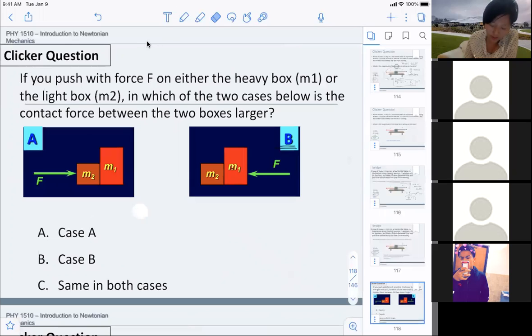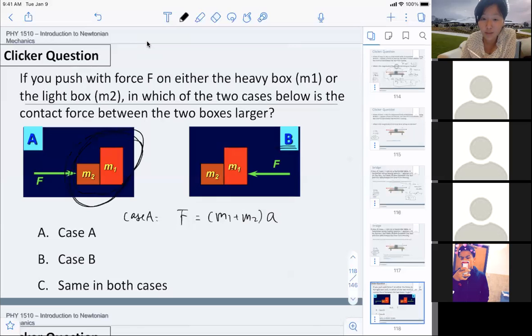So you said for case A, you wrote down this force, the entire force is applied on two of the objects together. So you have something like that, right? Yes. Okay. Everybody agree? That looks good? Yeah, that makes sense. Okay, so let's do that for case 2. Why don't we do that?